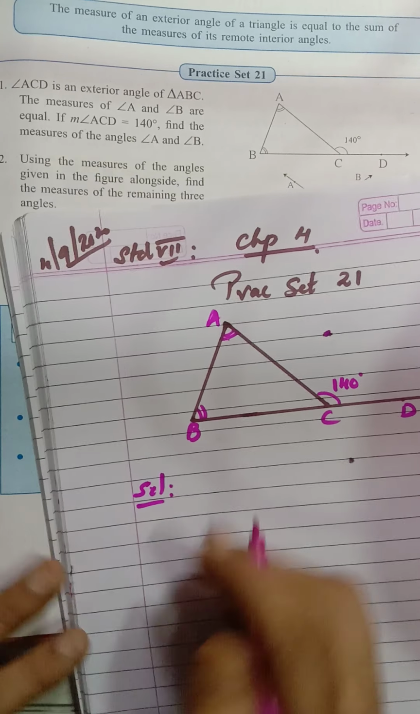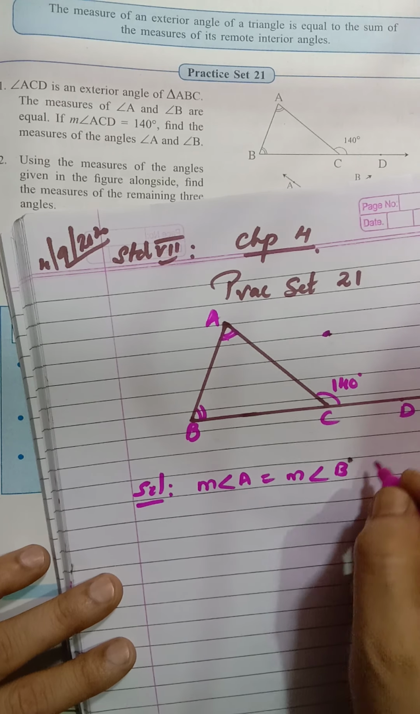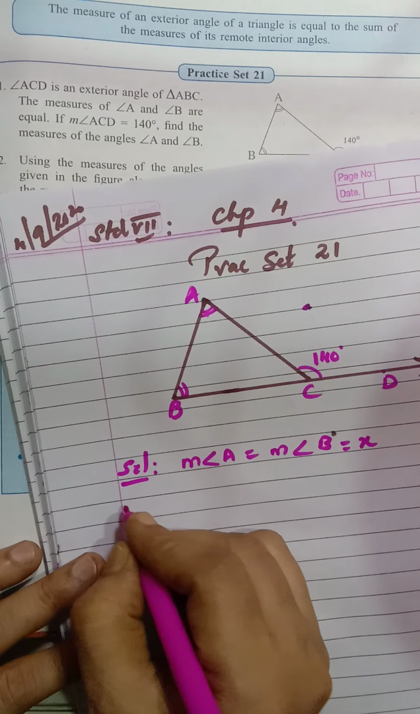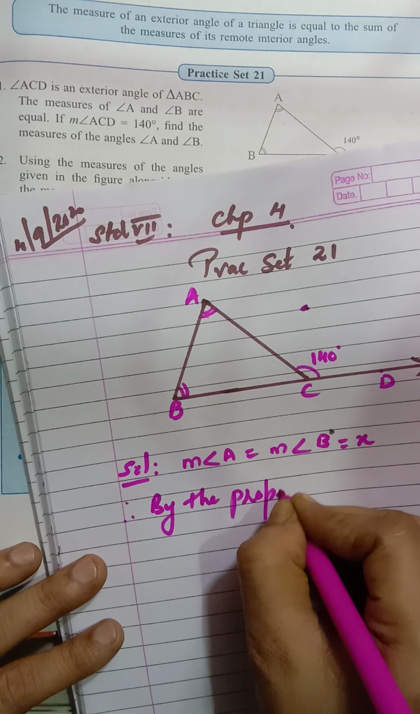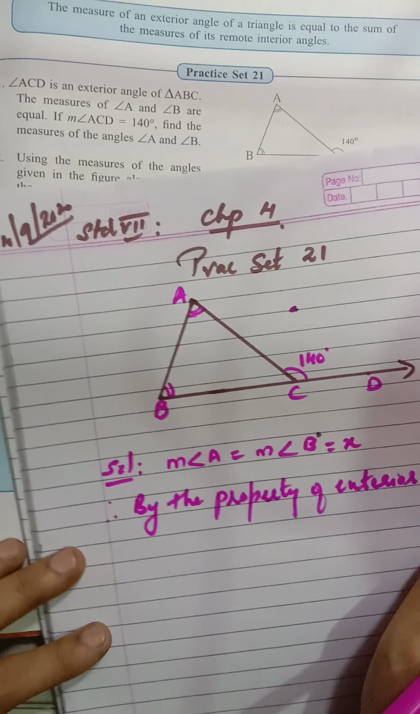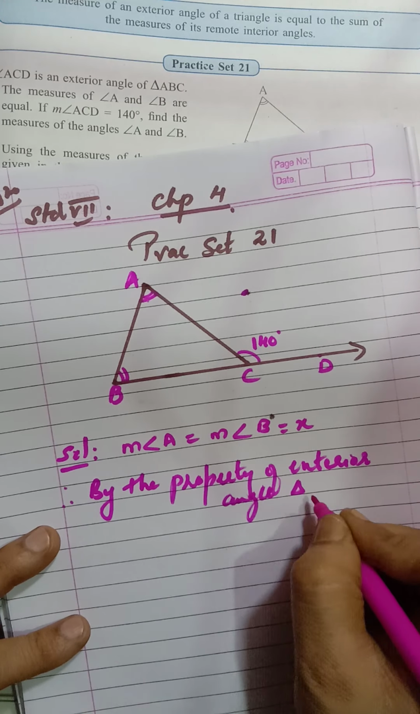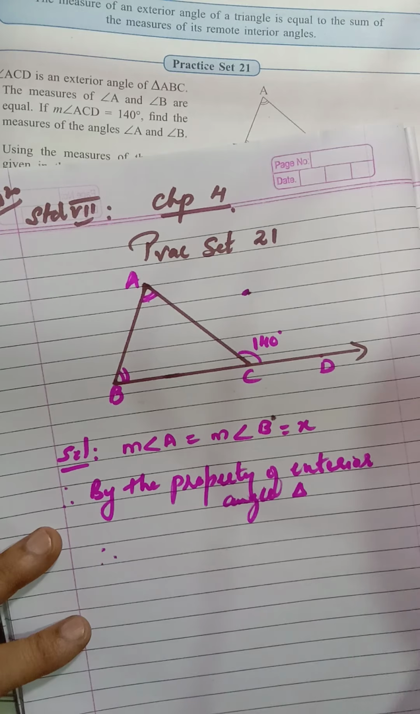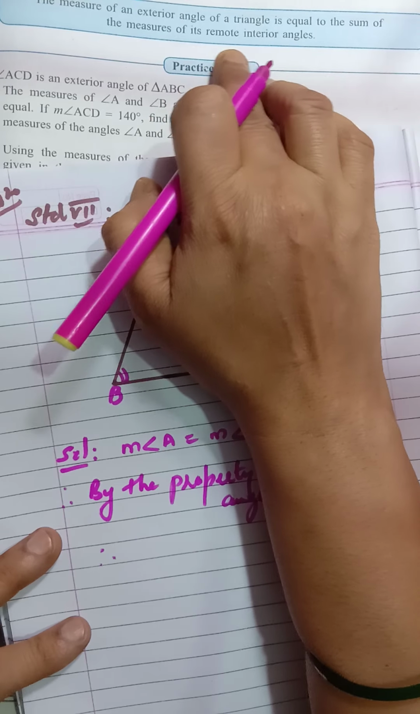It is given that measure of angle A is equal to measure of angle B. Now let us take it as x. Now we know by the property of exterior angle of a triangle, what does it say? The measure of an exterior angle is equal to the sum of the measures of its remote interior angles.